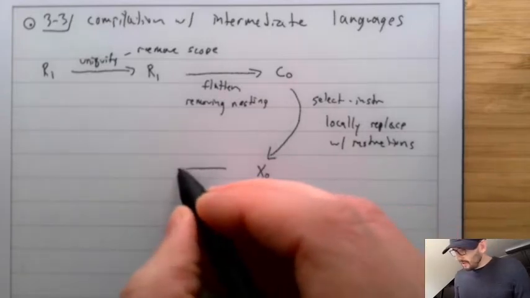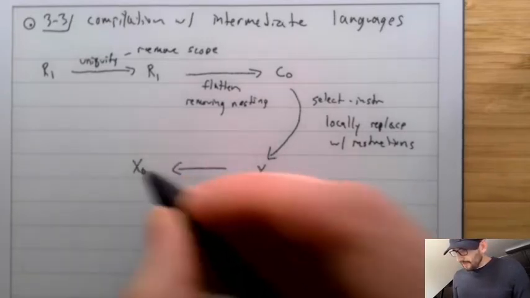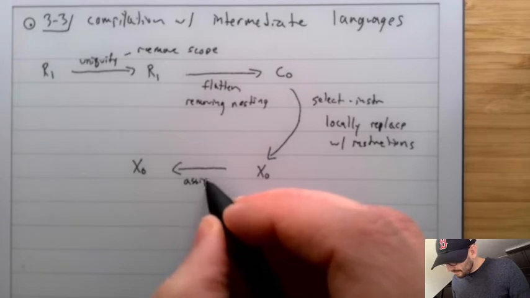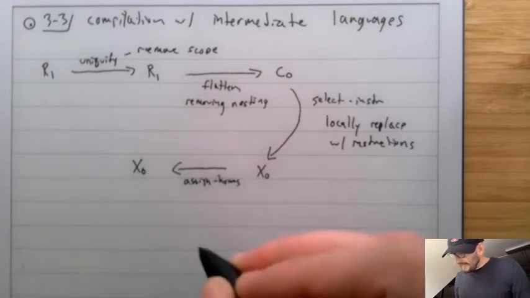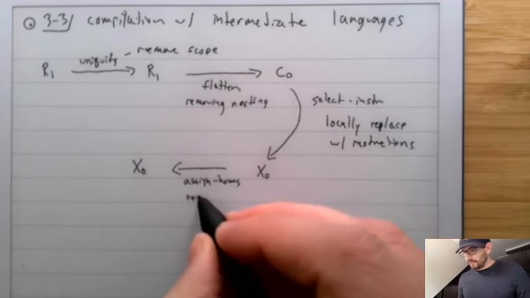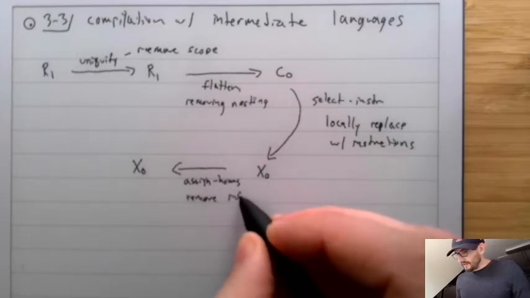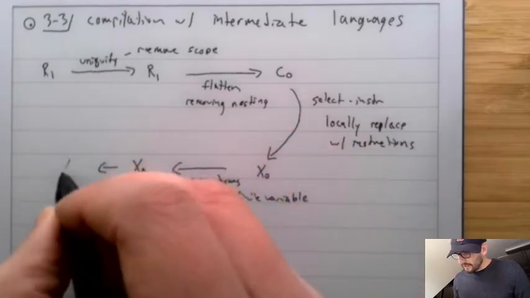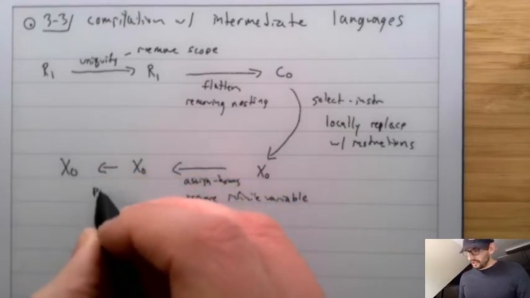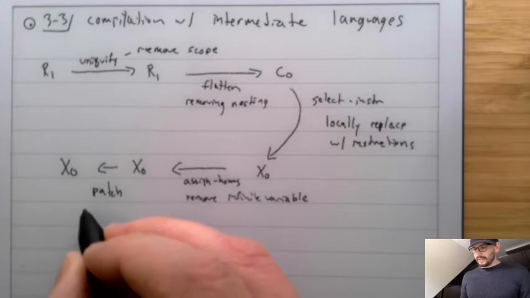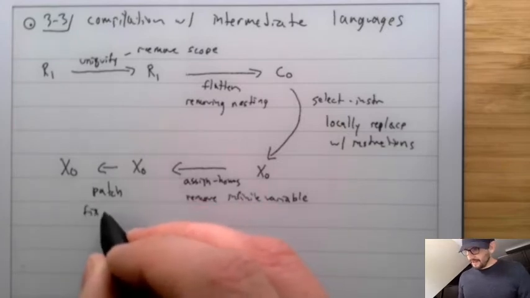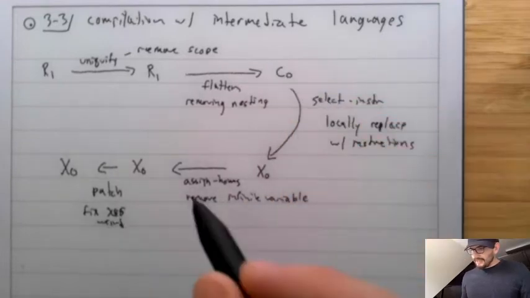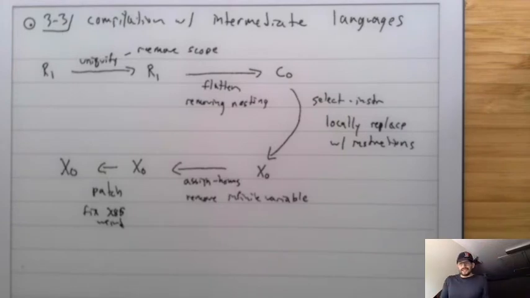Then we're going to do an operation called assign homes. It is going to be a cyclic operation that is going to remove infinite variables. And then we're going to do another operation called patch. This one is going to be a local thing that's going to fix x86 weirdness, we'll just call it. Basically, these passes are going to assume that x86 can do things that it really can't, and then we're going to fix it up there.